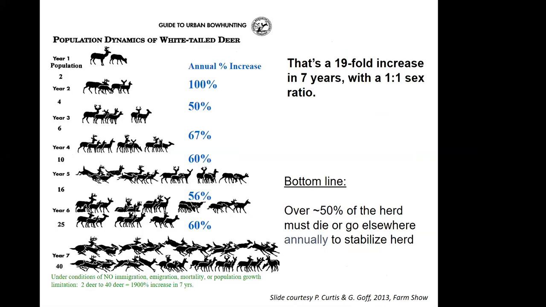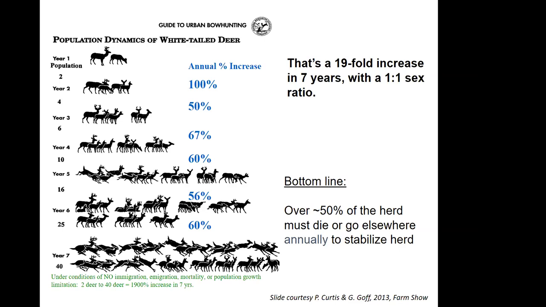But hunters struggle to be successful. This is in no way saying that I have any problems with hunting. I'm an avid hunter. Hunting is an important part of our legacy with the land. But when you look at this generalized population graphic of deer, if you start off with two deer, and this generalization means there's no immigration, no emigration, no mortality, and no limits on population growth, the next year you get four deer, and then the year after that you're up to six deer, and by year seven you're up to 40 deer. That's a 1900% increase in 7 years.